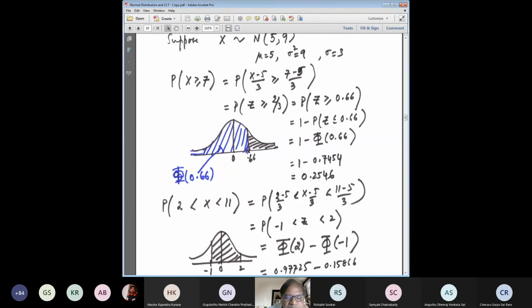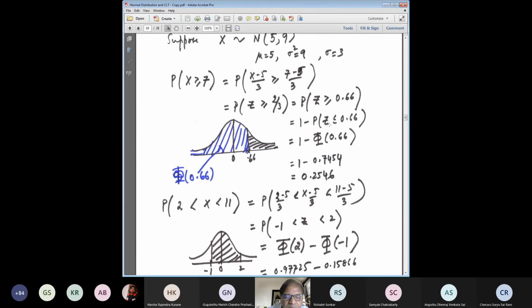Now your table is not there in this form. The table is there from minus infinity to any positive point or any negative point. So we can use the complementary property. If I subtract from the total area, which is 1, this area, then I will get the area of this black region. So that's how it is represented.